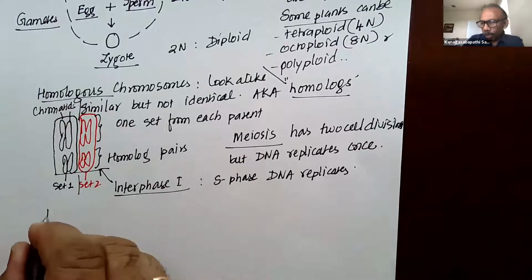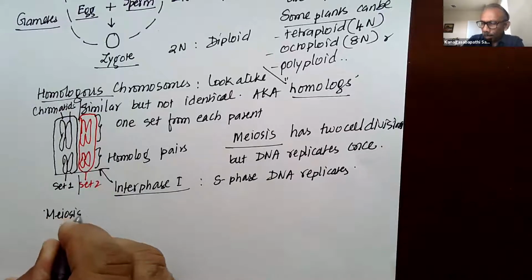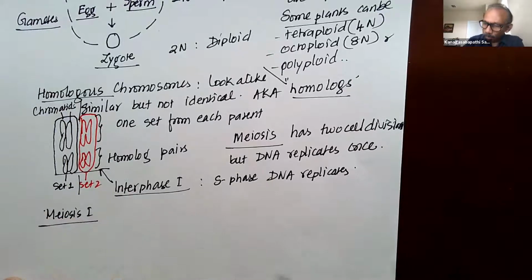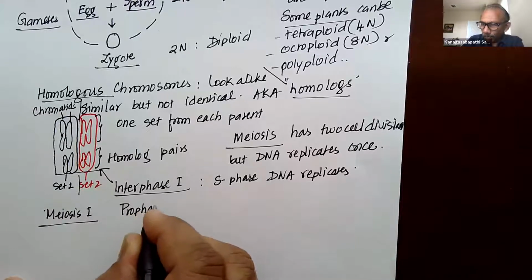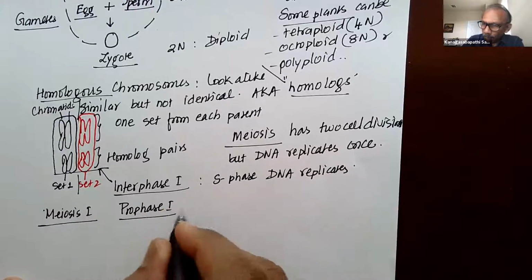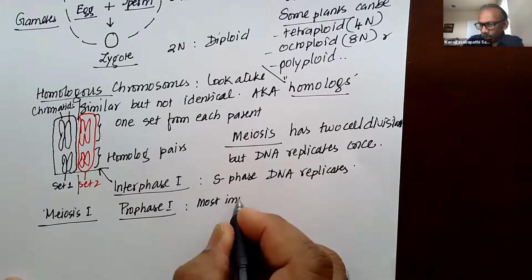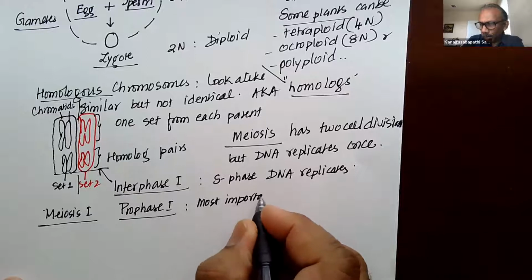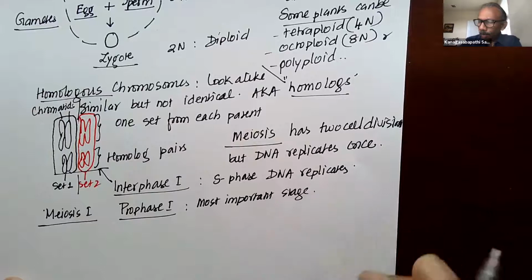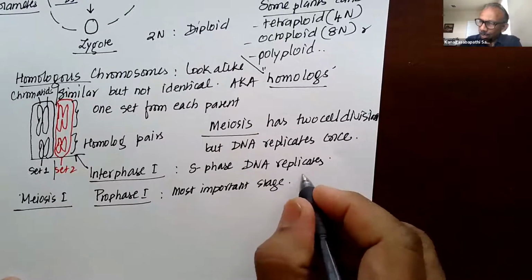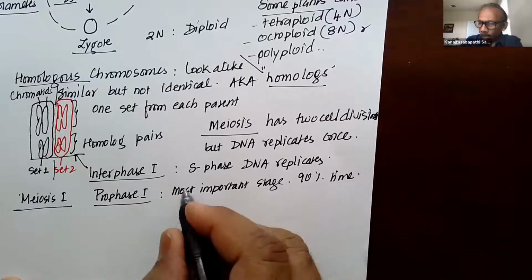So after this, the meiosis 1, I'm going to give the high-level picture of meiosis 1. In prophase 1, this is the most important stage of meiosis. It consumes about 90% of the time spent on this.